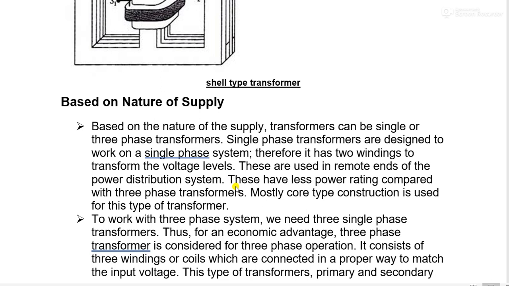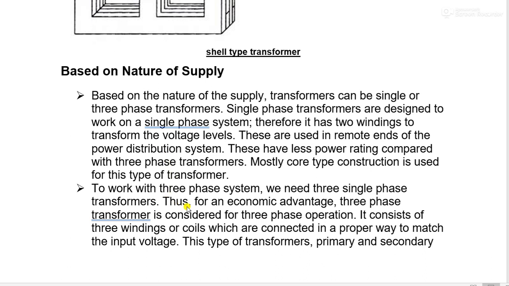These have less power rating compared with a three-phase transformer. Mostly core type construction is used for single-phase transformer. To work with three-phase system, we need three single-phase transformers. Thus, for economic advantages, a three-phase transformer is considered for three-phase operations only.